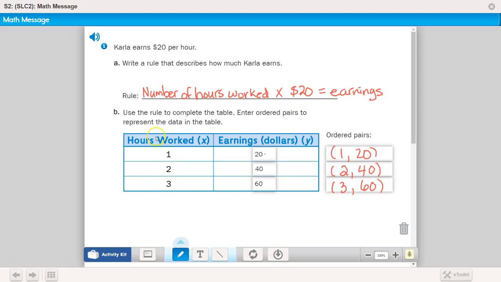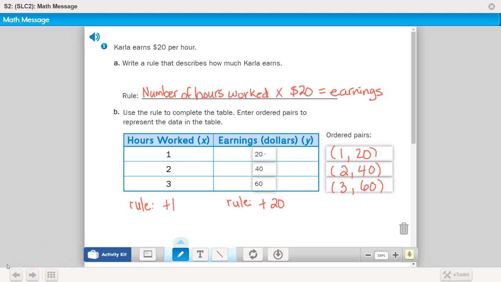What pattern are you noticing about the X column? I can see that the numbers are going up by 1, so the rule for the X column is +1. What are you noticing in terms of the pattern for the Y column? You should notice that the pattern as you move down the column is increasing by 20. So the rule for the Y column would be +20.